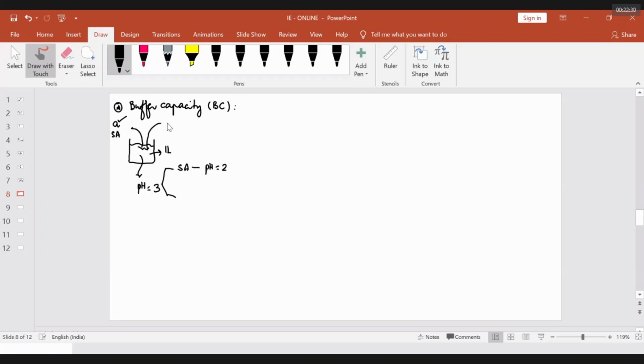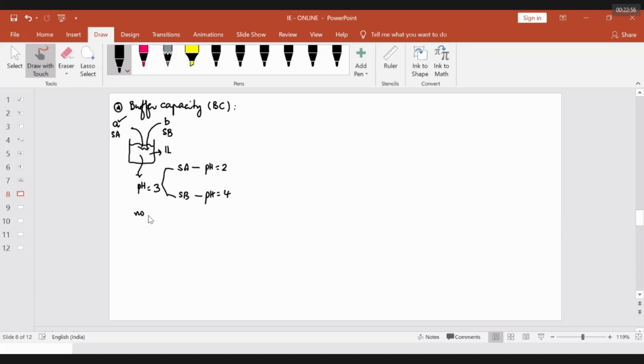If 1 mole of base is added, the pH is the same. 2 moles of base, the pH is the same. If you are adding B moles of strong base, and after this the pH becomes 4, then you can say that. Now, the number of moles of strong base added per liter of buffer solution to change its pH by 1 unit is called buffer capacity.